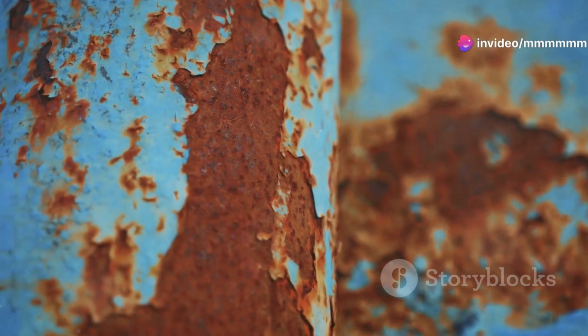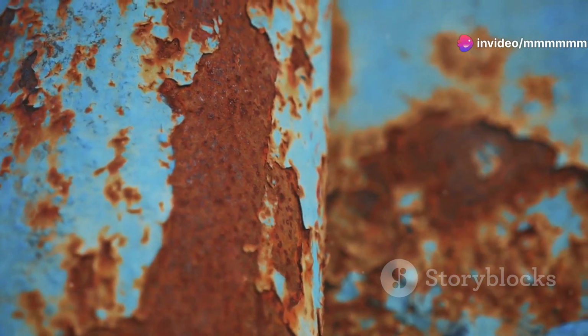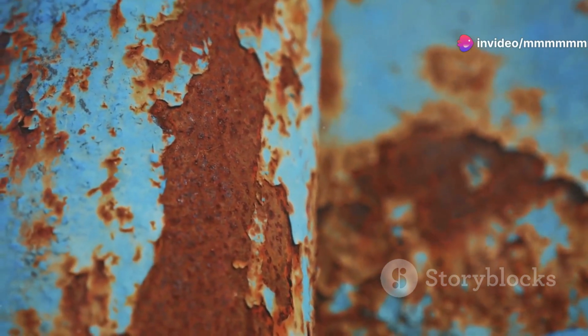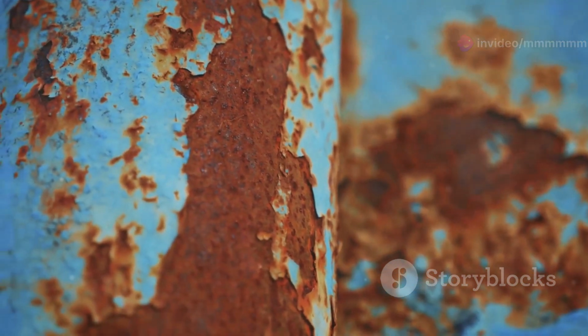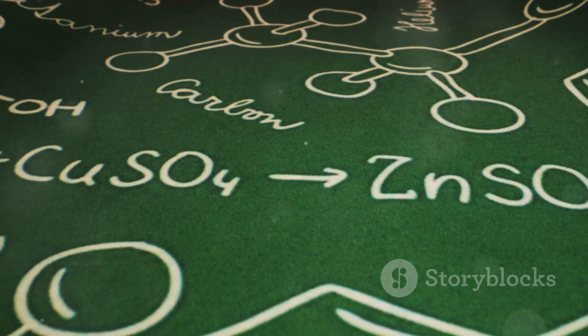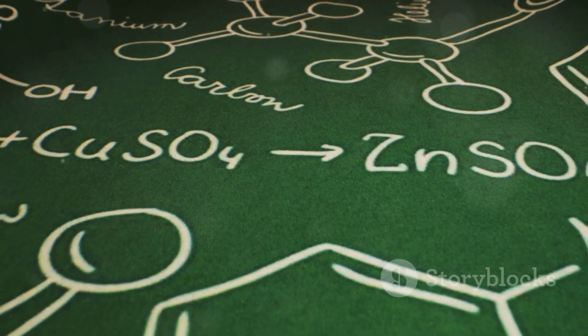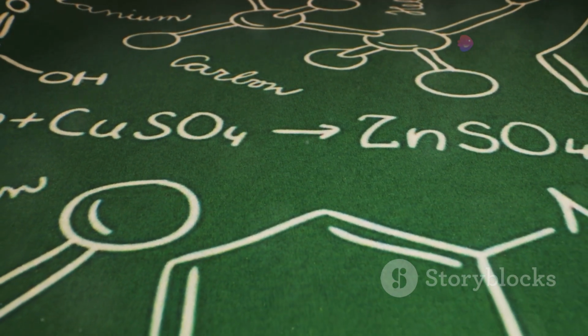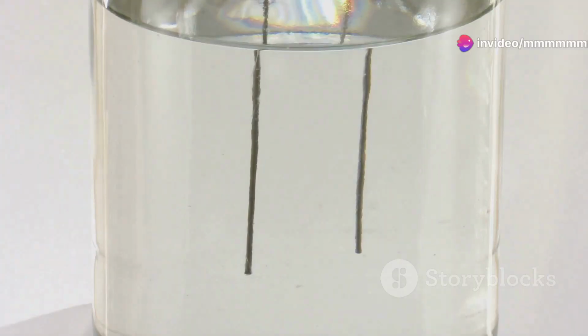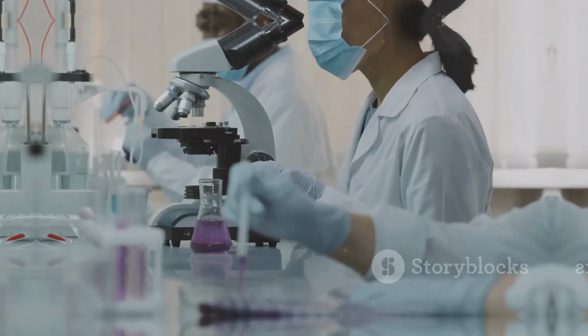Wet corrosion involves two main reactions, an oxidation reaction and a reduction reaction. In the oxidation reaction, the metal loses electrons, becoming a positively charged ion. This is where the metal starts to break down. The reduction reaction happens simultaneously, where another substance in the environment gains those lost electrons. This creates a flow of electrons, forming an electrical current. It's like a tiny battery operating on the metal surface.